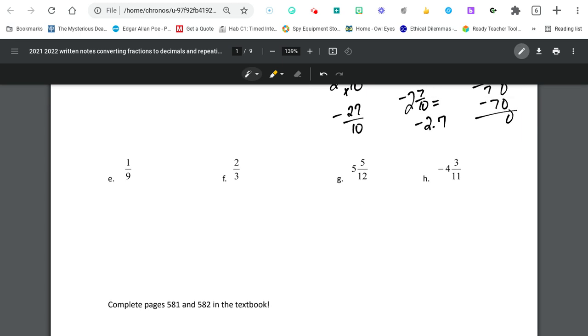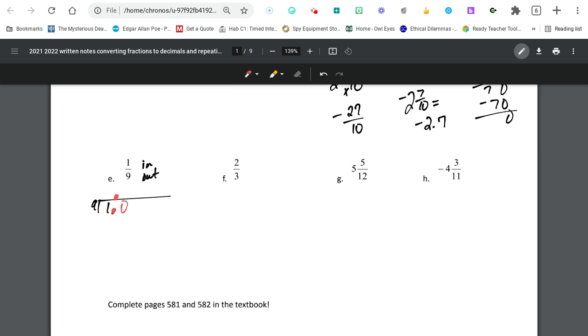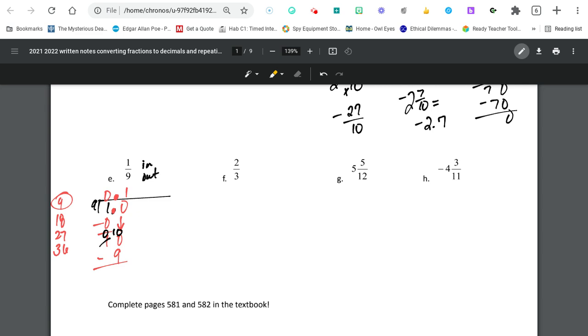Okay, let's take a look at E through H. All right, E, same process, in and out. Follow it with a decimal and a 0, bring your decimal up. Just skip count a little bit. How many groups of 9 can you get out of 1? None. Write a 0, subtract a 0. Bring down, and then you just start over. How many groups of 9 can I get out of 10? 1. Subtract that 9. 10 minus 9 is 1. Okay. I get a 1 again.